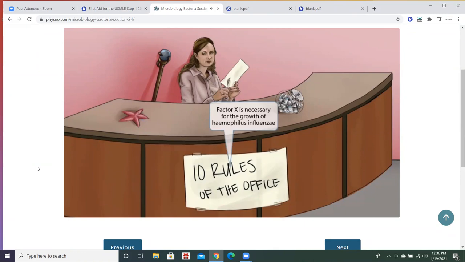Finally, notice that we've added a sign on our desk that says 10 rules of the office. Some people in this office space are pretty OCD, so they like to hang up signs about specific rules and regulations. The 10 rules sign is here to help you remember that factor 10 is also required for the growth of H. flu. Factor 10 is also known as hematin, so 10 rules sign for factor 10.